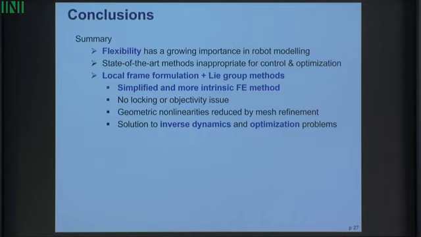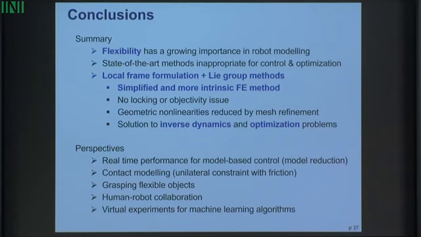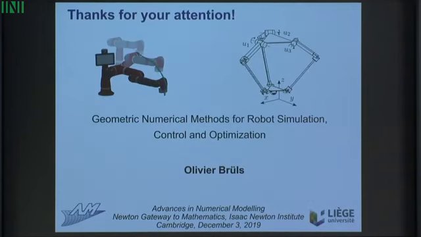We have seen that flexibility should be considered in many applications in robotics. There are some very powerful methods in multibody dynamics which are not appropriate once we talk about inverse problems, in optimization and control. And so we have discussed this local frame formulation. The idea is that we significantly simplify the formulation and the algorithm with this approach, compared to what is done with the parameterization-based technique. And there are some nice perspectives, of course, and this is the end of my talk.